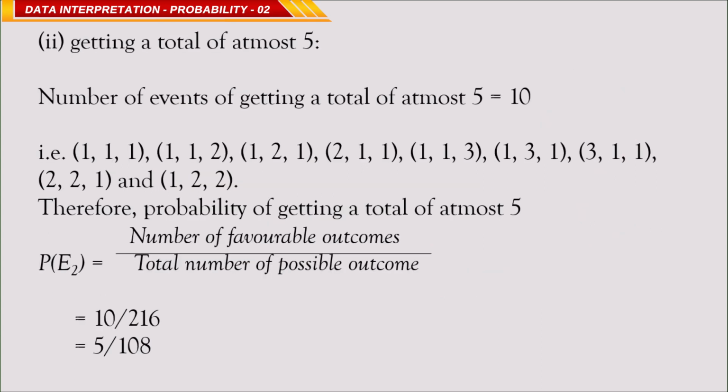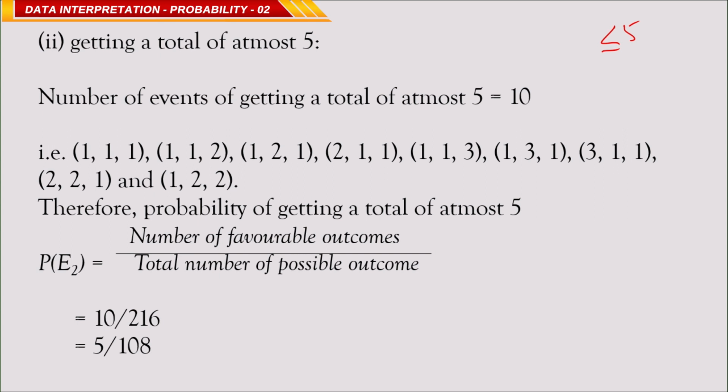Okay, and the next: getting a total of at most 5. At most 5 means maximum 5, so you have to consider less than or equal to 5. This is very important: at most means less than or equal to, at least means greater than or equal to. These words are very important. These are terminology used in probability.